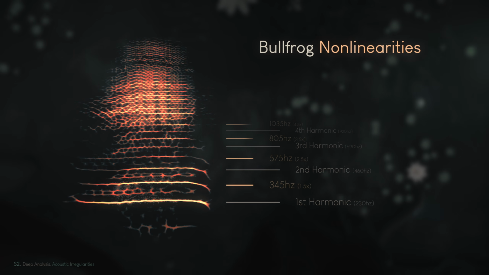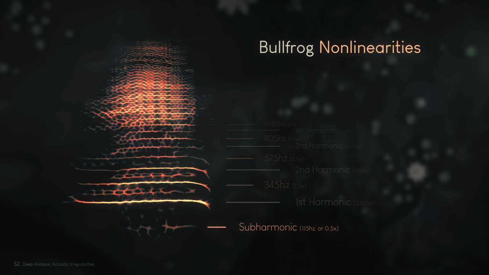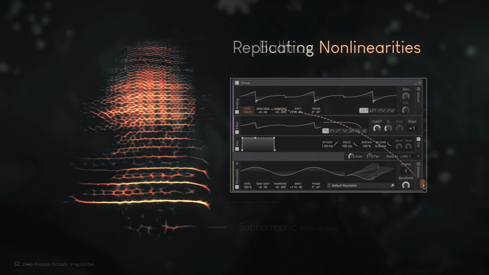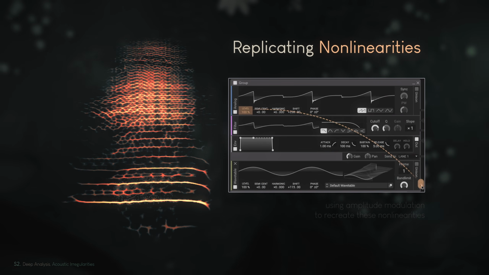However, because the vocal system is nonlinear, there are also these inharmonic partials between the harmonics. And we can just barely make out a subharmonic as well, which is half of the bass frequency. These tones can be replicated using amplitude modulation.